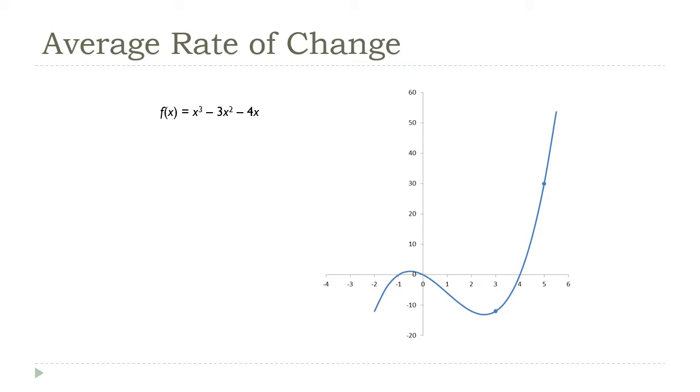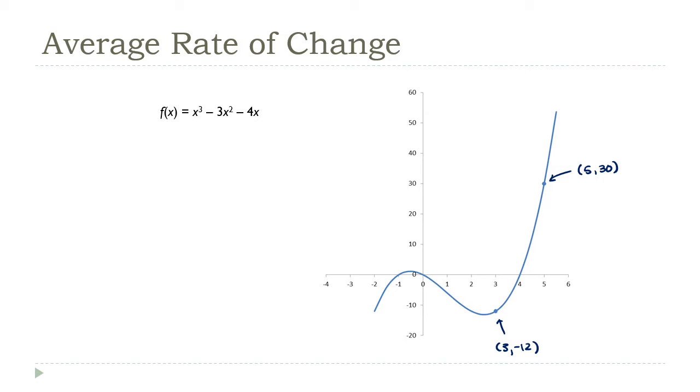Well, I've got 2 points highlighted here for us to use as examples, right? This point down here is (3, -12). And this point up here is (5, 30). And I've got the function over here that I actually used to graph this. So you can confirm for yourself if you like. Substitute 3 and 5 in there and confirm that those are the corresponding y values. So how am I going to define the average rate of change between these 2 points?